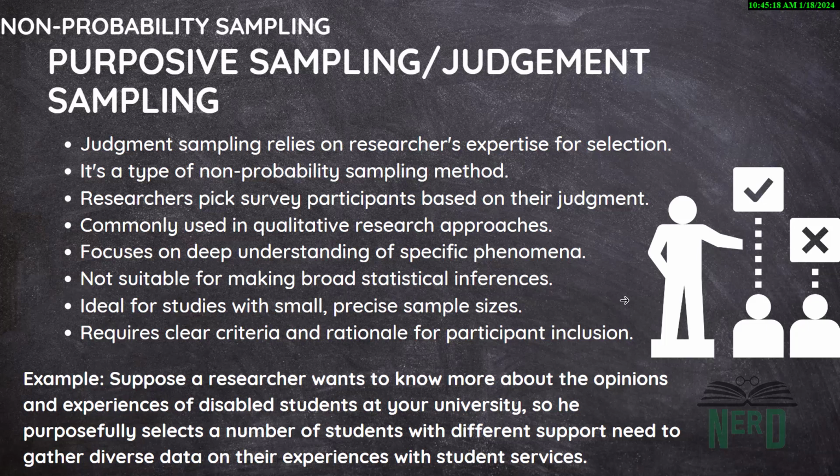Right? The researcher needs to pick a solid game plan for choosing people. They can't just randomly pick. They need clear reasons for each choice. Suppose a researcher wants to learn about disabled student experience at your university, they'll purposely choose a variety of students each dealing with different challenges to get a broad picture of how student services are working out, right?